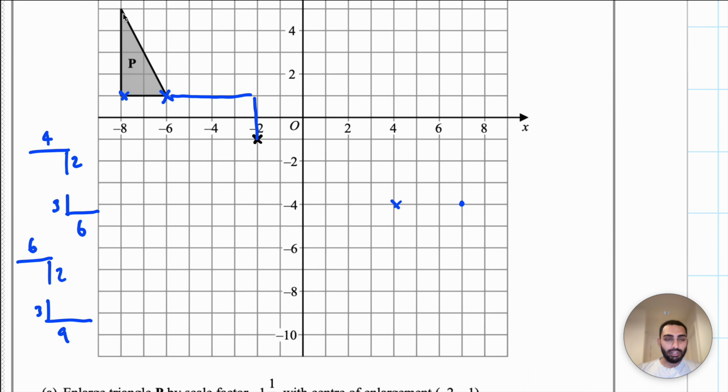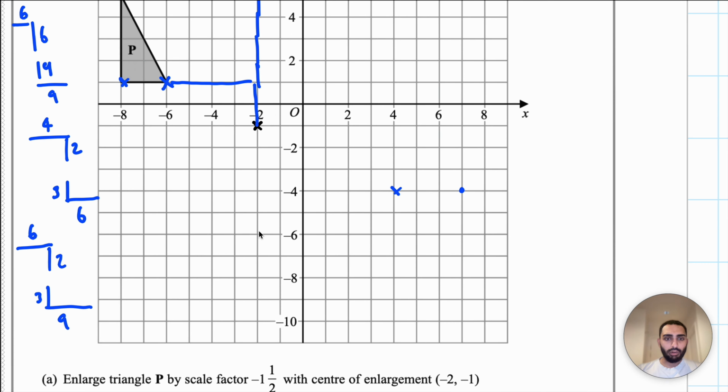Last one we need to do is this one. So we've gone up by 1, 2, 3, 4, 5, 6. And then we're going across by 1, 2, 3, 4, 5, 6. Multiplying both of those by 1.5, we've got 9 down. And then we're going 9 across. So 1, 2, 3, 4, 5, 6, 7, 8, 9. I'm going to just join up all of those.